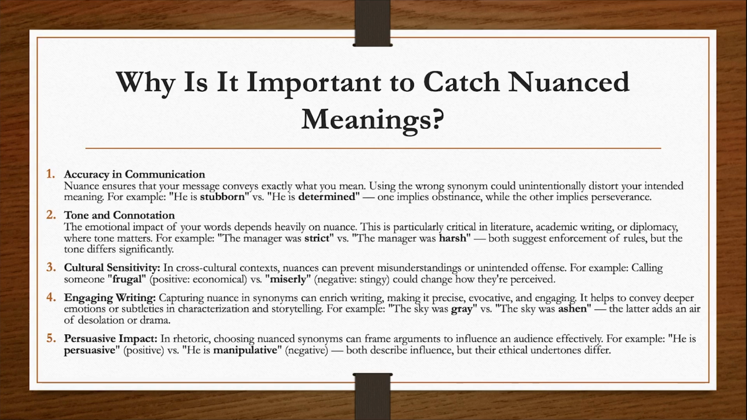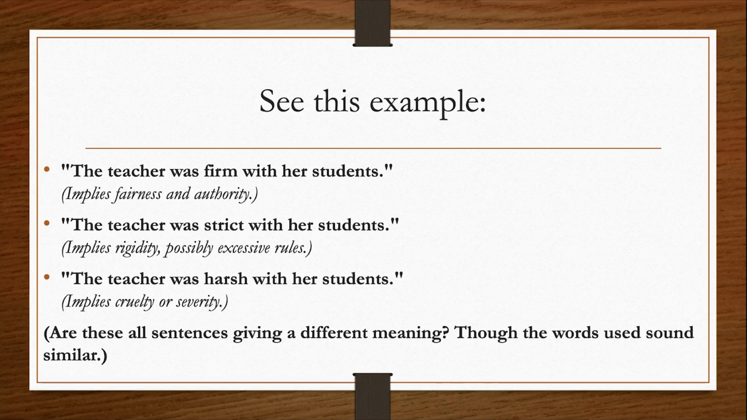Both describe influence, but their ethical undertones differ. Rather, their ethical undertones massively differ. That's why it is very, very important to understand the nuanced meanings of the words. Okay. For example, now you see the three sentences and understand by yourself how the meanings are changing. Though the words firm, strict, and harsh would more or less mean the same, see if this creates a different impression of a teacher in your mind.